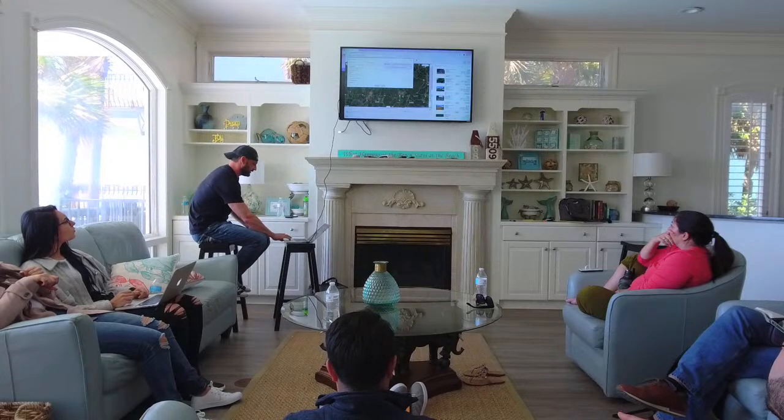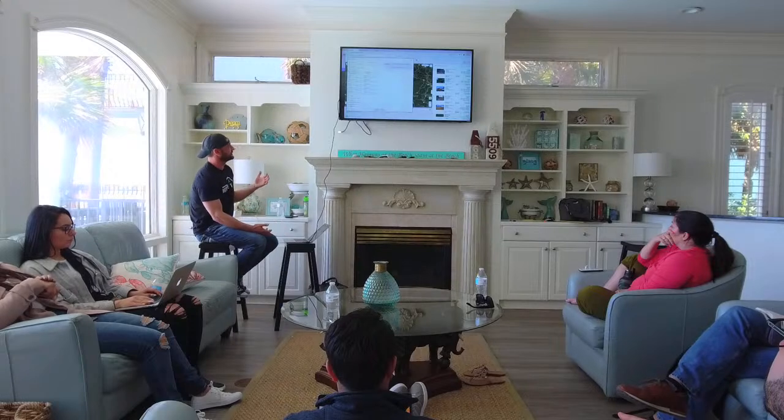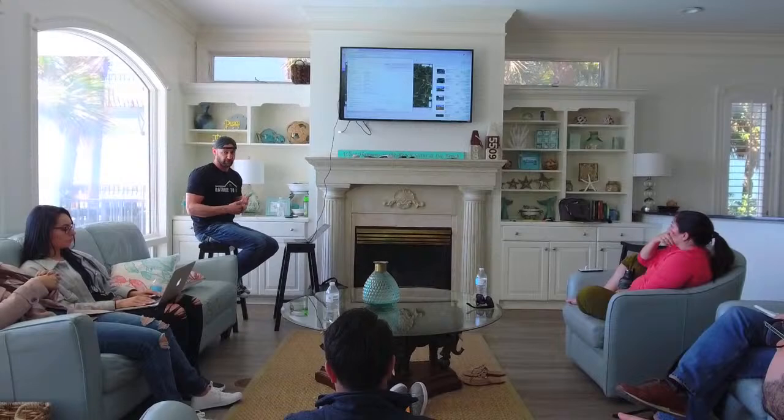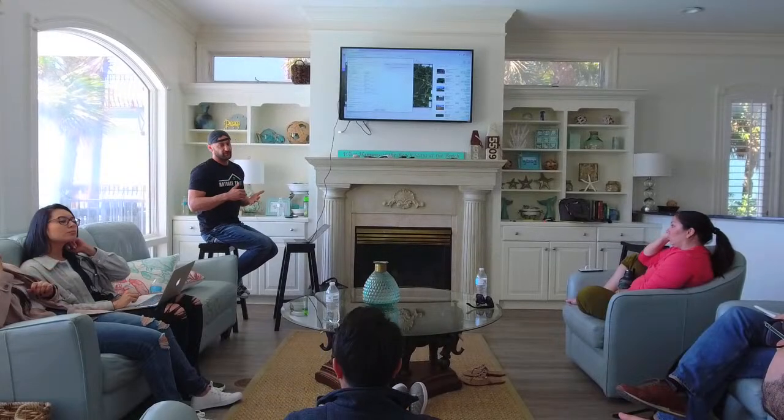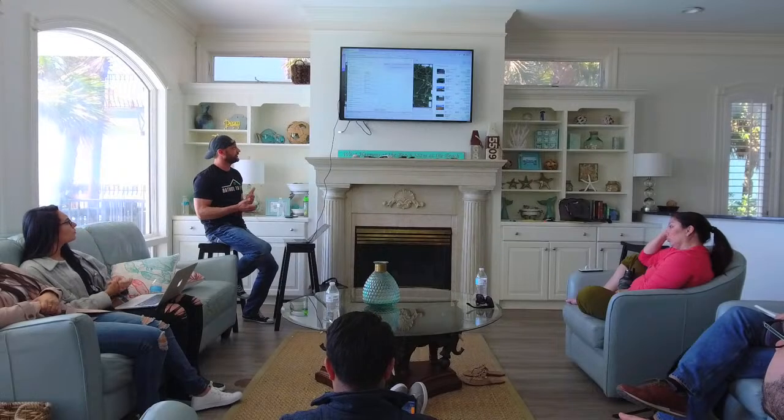So one of the search criteria that we do, go into the property characteristics. This is where you need to define your criteria. Like, what am I looking for? Am I looking for single family? Am I looking for duplex, triplex, quad? Am I looking for multifamily?